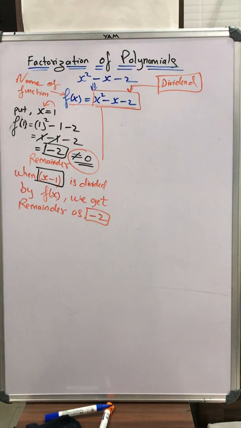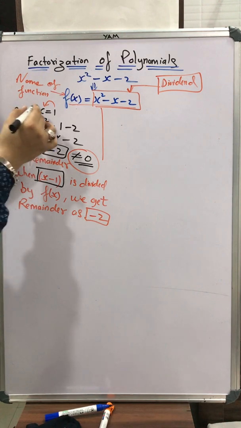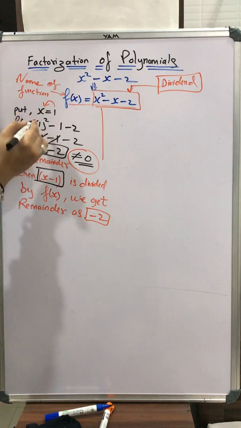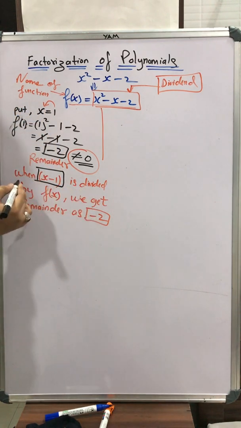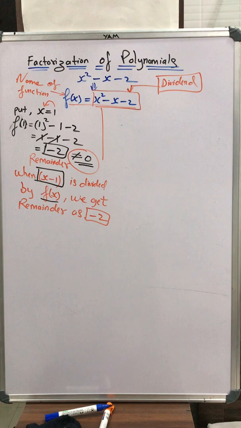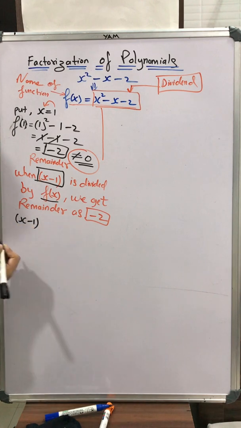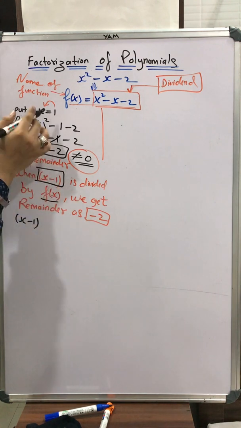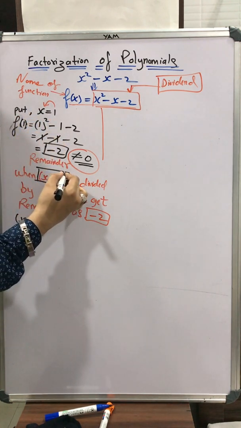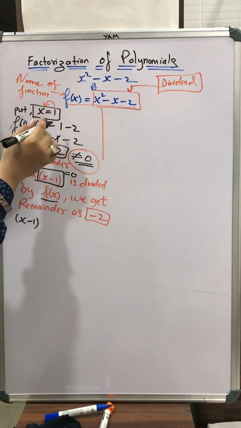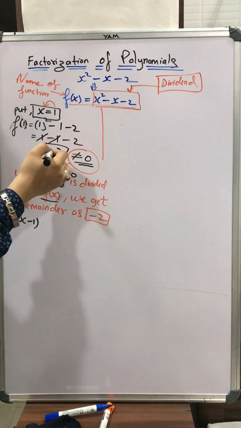Okay, please pay attention. Because we substituted x equals 1, I brought this 1 to the left hand side, so it became x minus 1. So x minus 1, when divided into fx, this polynomial, gives remainder minus 2. x minus 1 is our divisor, which we substituted as x equals 1, because we put x minus 1 equal to 0. Minus 1 goes to the right hand side and becomes plus 1. So we substituted x equals 1 in this, and we got remainder minus 2.